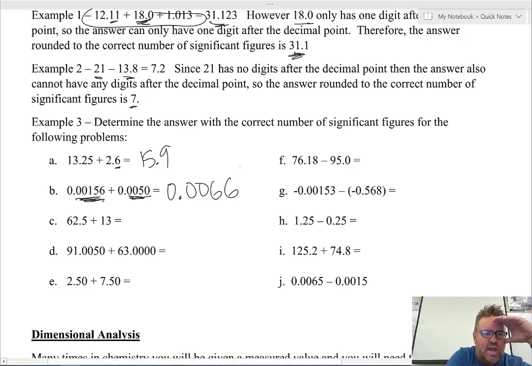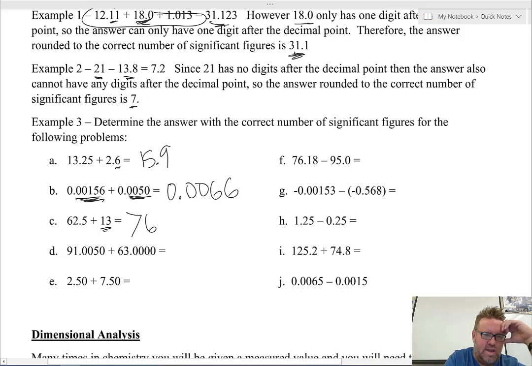Okay, letter C, 62.5 plus 13 is 75.5. Again, 13 has nothing after the decimal point though, so our answer can't either. So 75.5 rounds up to 76.